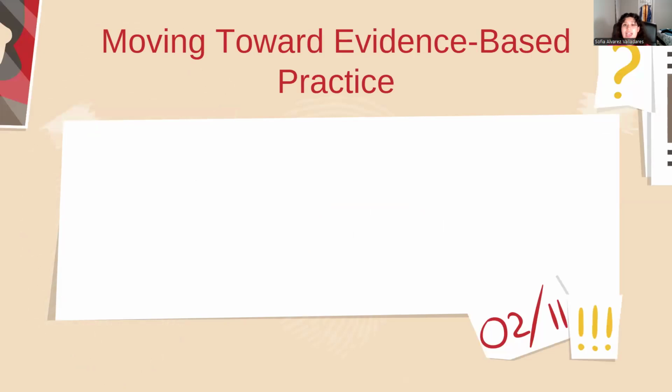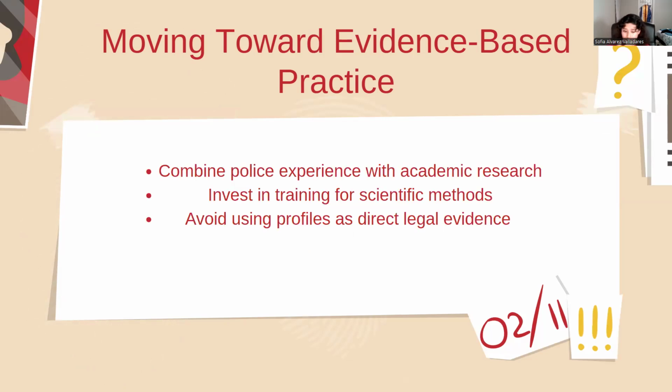So, moving on towards evidence-based practice. The path forward involves embracing evidence-based practice. That means combining the experiential knowledge of police officers with scientific tools and research from psychologists. Also, law enforcement agencies should invest in training that emphasizes scientific methods, data interpretation, and awareness of bias, so it will lead them away from cognitive biases. And then, most importantly, profiling should never be used as direct legal evidence, but rather as a supplemental tool for guiding investigations.